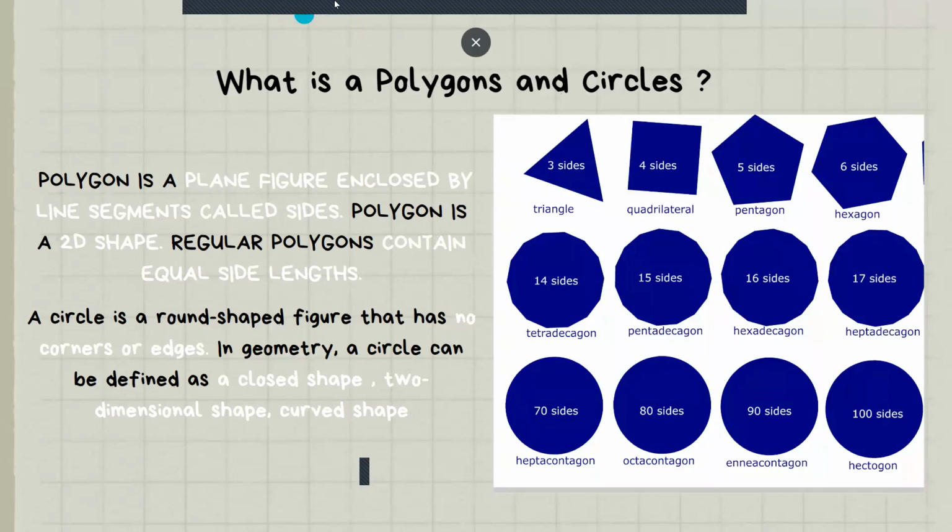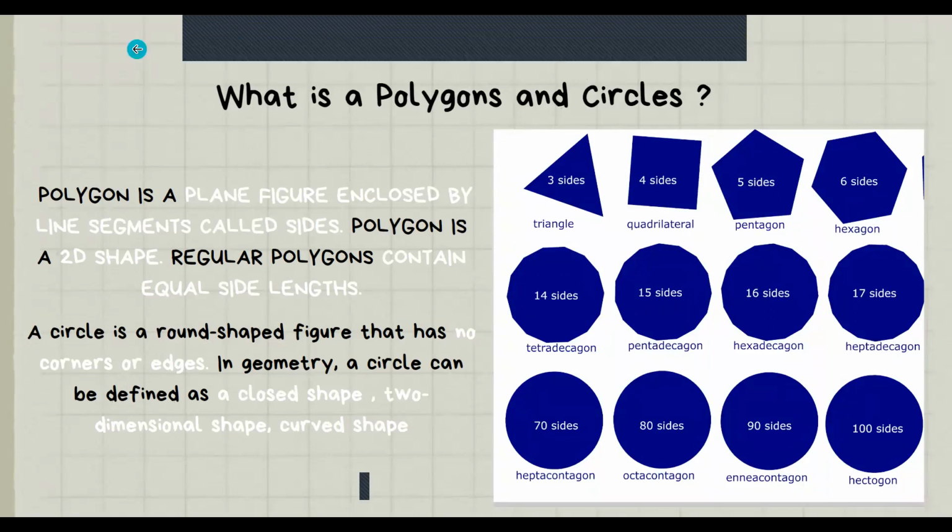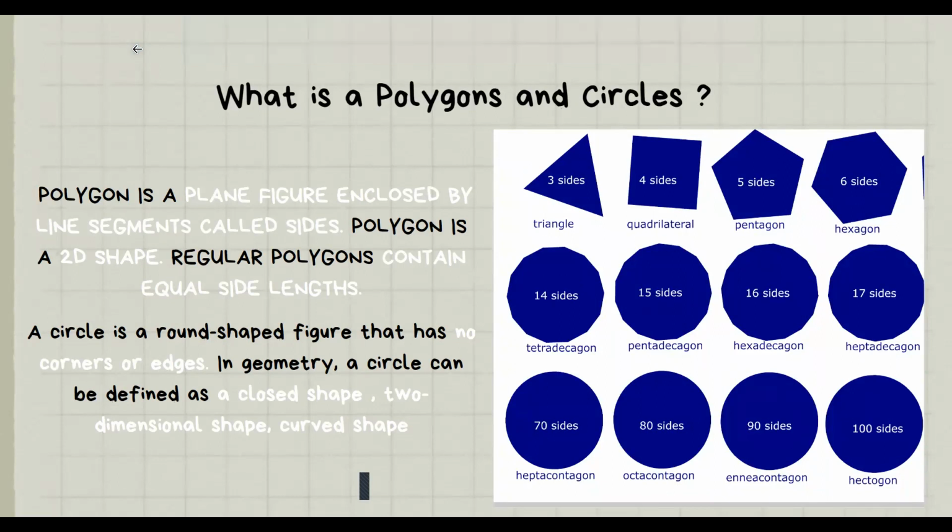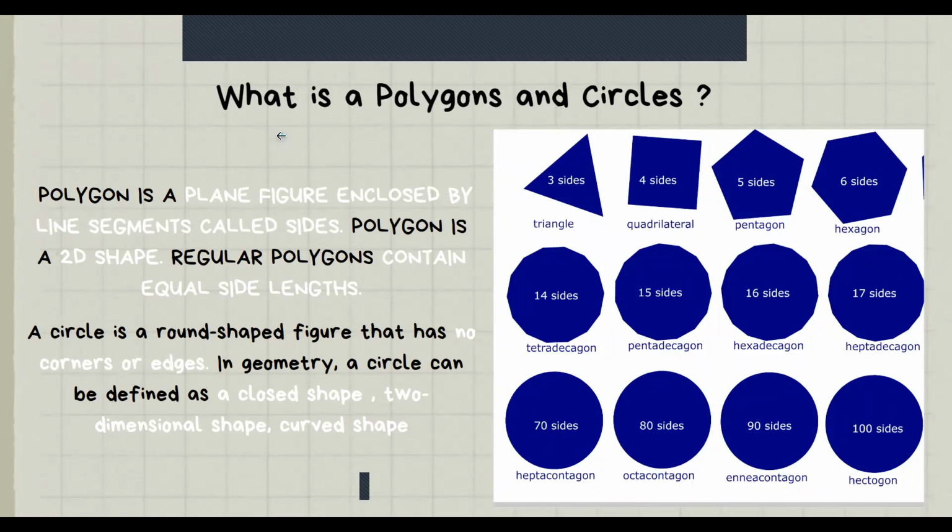And now I'll be talking about polygons and circles. So, what is a polygon and circle? A polygon is a plane figure enclosed by line segments called sides. A polygon is a 2D shape. A regular polygon contains equal sides and length. A circle is a round-shaped figure that has no corners or edges. In geometry, a circle can be defined as a closed shape, a two-dimensional shape, and a curved shape.